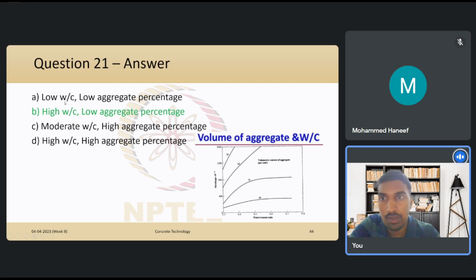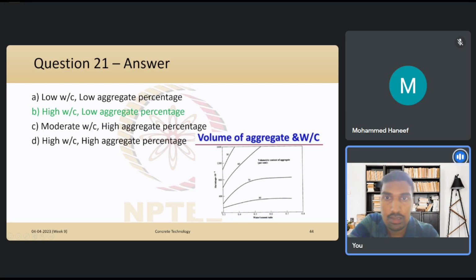Looking at the water to cement ratio among the different options, we have to first find out whether low, high or moderate is the right one where we will see higher shrinkage. Coming to this graph, it shows both the effect of the volume of aggregate as well as the water to cement ratio. As we saw earlier, as the water to cement ratio increases, shrinkage will also go up, right? For any particular volume of aggregate, the effect is the same. So higher water to cement ratio results in higher shrinkage, right? Among the four, it could be either B or D based on the water to cement ratio alone. So that eliminates A and C.